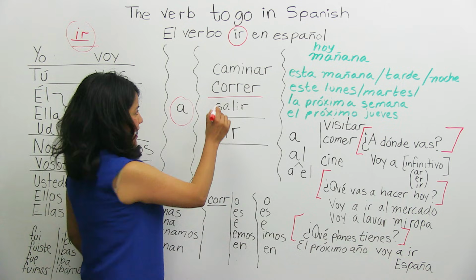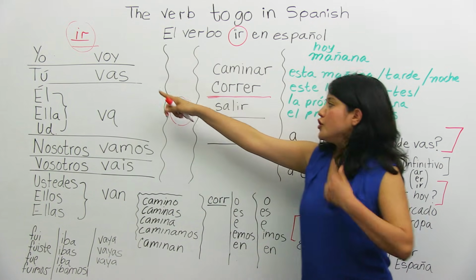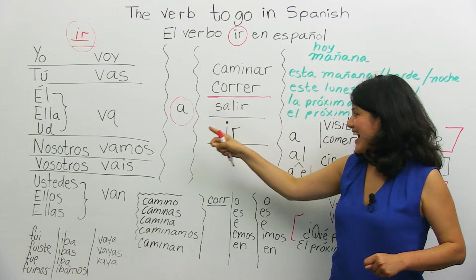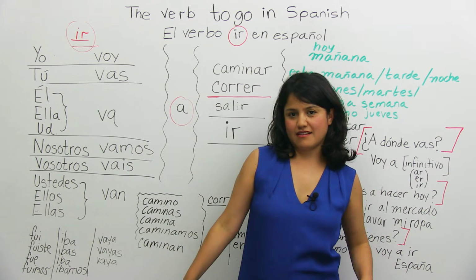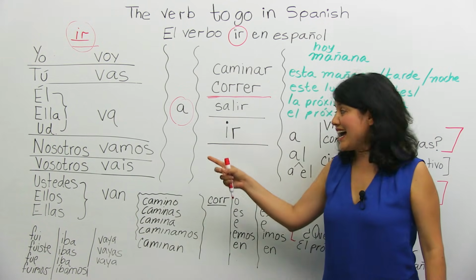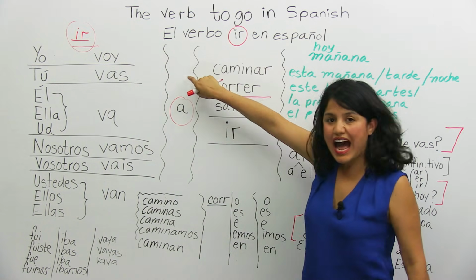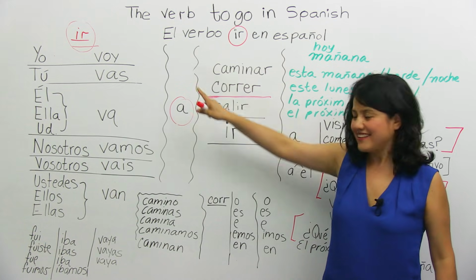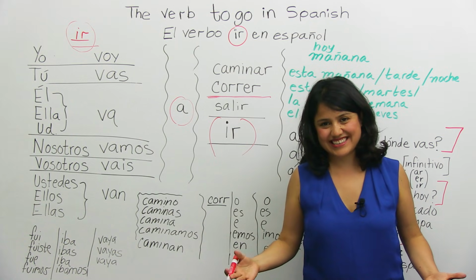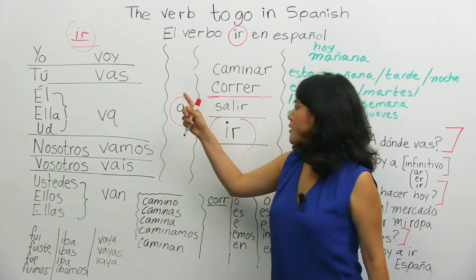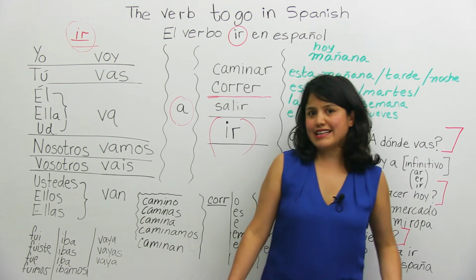But there is another way, and that's what I put a red line under here, in which you can say, yo voy a ir a visitar a mi hermana. I'm going to visit my sister. Voy a ir a visitar. So you're using voy in present, then you're adding the preposition a, and then you're using the infinitive of this verb, which is ir. Do you understand? Okay. Voy a ir a comer. Voy a ir a cenar.